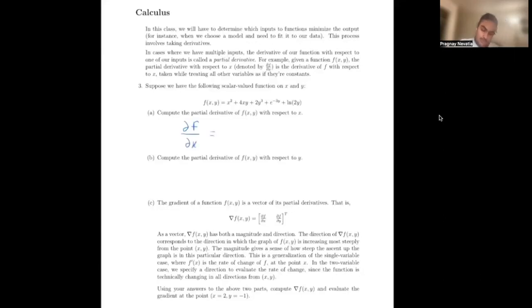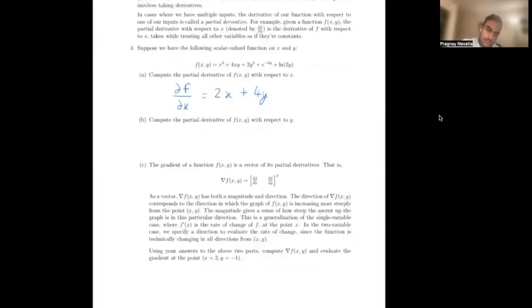Okay. So in this case, to take the partial derivative, we actually just treat all the other variables as constants and essentially take the regular derivative with respect to that variable. So this is a simpler case where you can easily do 2x and then you treat y as a constant, so it becomes 4y.